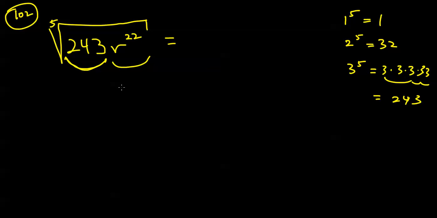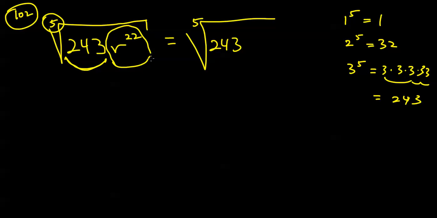How many factors of r to the 22nd can come out? Well, again, you can take out as many powers of your variable that are multiples of your index 5. So I'm going to rewrite that radicand. 243, all of that's coming out. I think 20 powers of r can come out because 20 is a multiple of 5. And that means 2 powers of r, or an r squared, is going to have to stay behind.